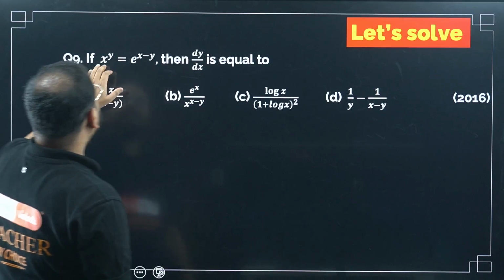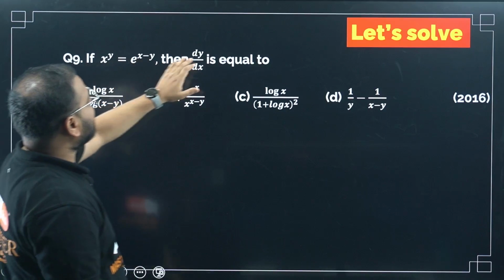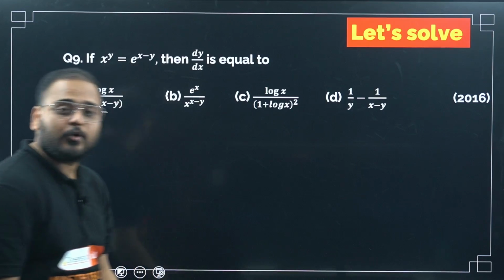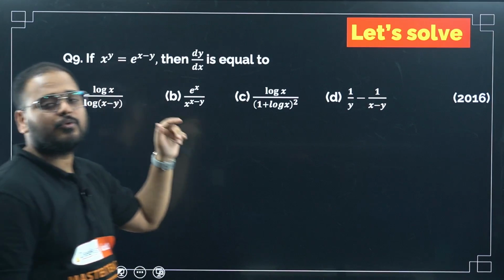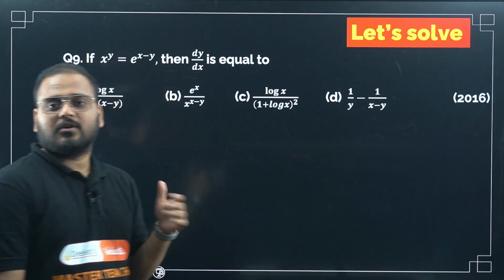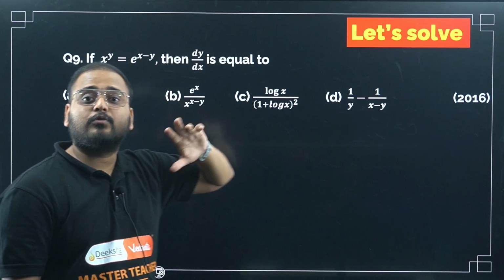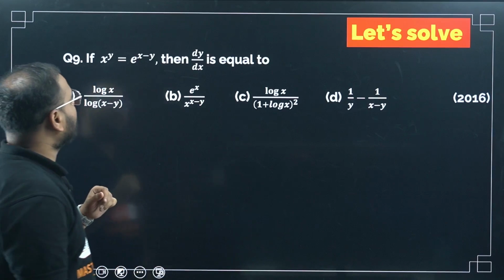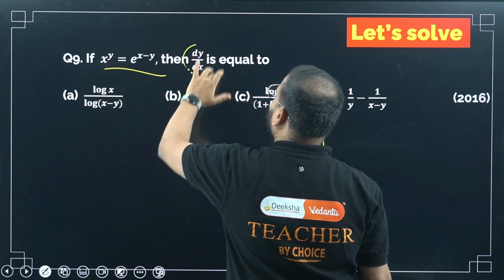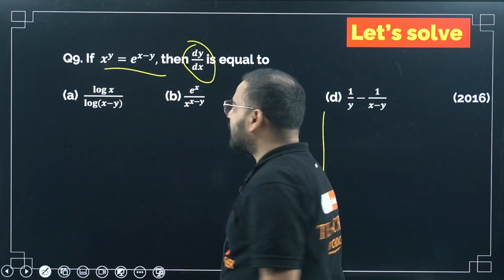x power y equals e power x minus y, identify dy by dx. If you don't use the concept that I taught you, it will become very complicated. What did I teach you? Whenever we have product, exponent or quotient of the variables, you can use directly what? Logarithms. Use it. See what happens. Use log over here. You have to find dy by dx.